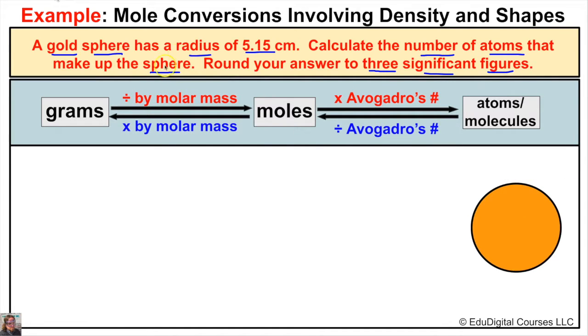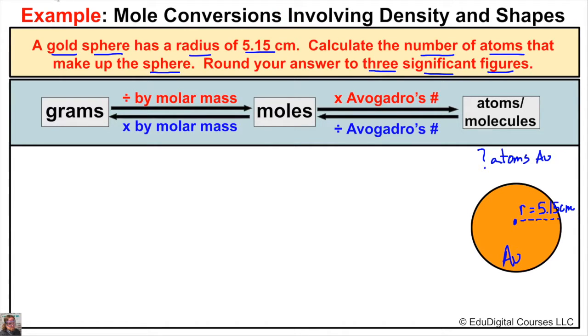So if we take a look at this word problem here, we have a gold sphere, and it might be a good idea to make yourself a little drawing like I'm about to do. So we have a gold sphere. We know that this is gold, or Au, and secondly, what we know about this sphere is that its radius is equal to 5.15 centimeters. And so what we're trying to figure out here is how many atoms this gold sphere is made up of. So we want to know the number of atoms of gold that are in this gold sphere if its radius is 5.15 centimeters. So how are we going to do this problem?